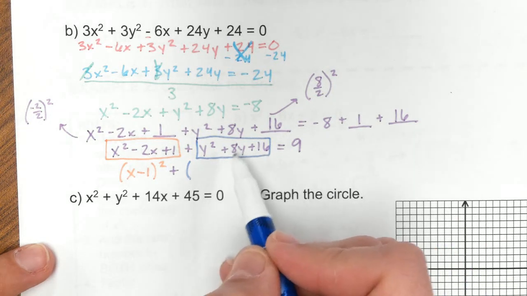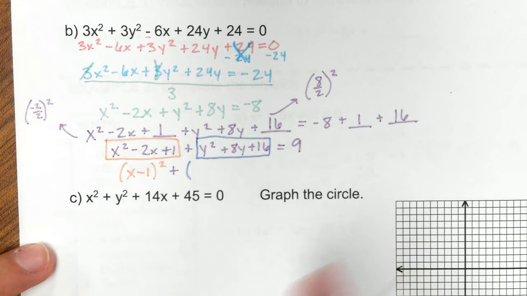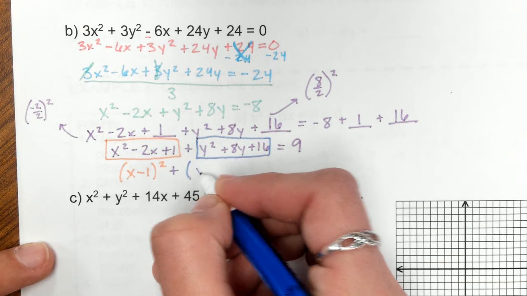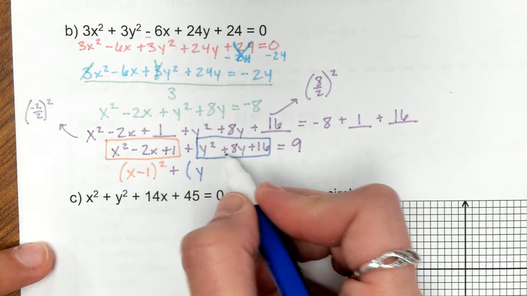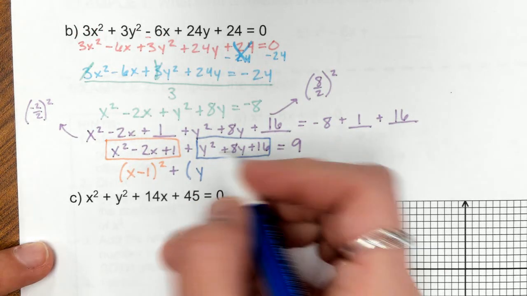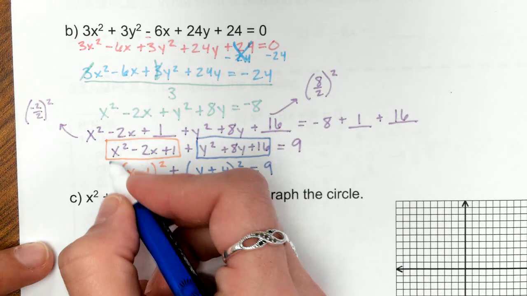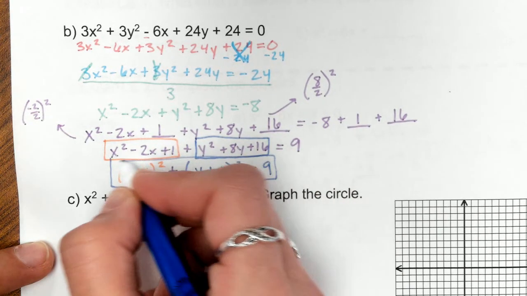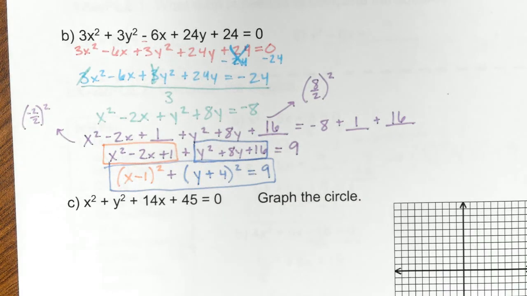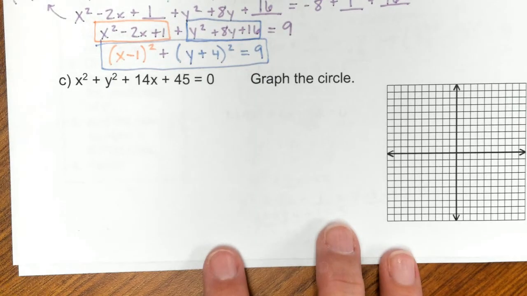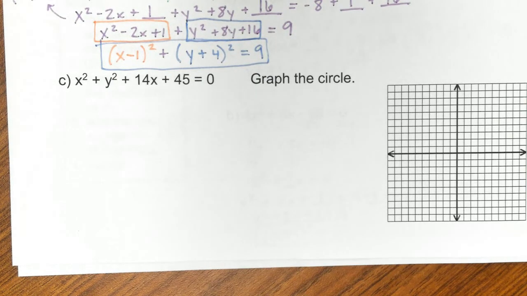So all I have to do is really divide b by 2, and that's going to be the number we place in here. So we'll have y, and both of these are positive, so it'll be plus 4 squared, all equal to 9. And there's our final answer. That's the longer one because you have to do the coefficient. The last problem, we're going to graph it, but good news is we don't have the coefficient, so we just have to go through 4 of these steps.